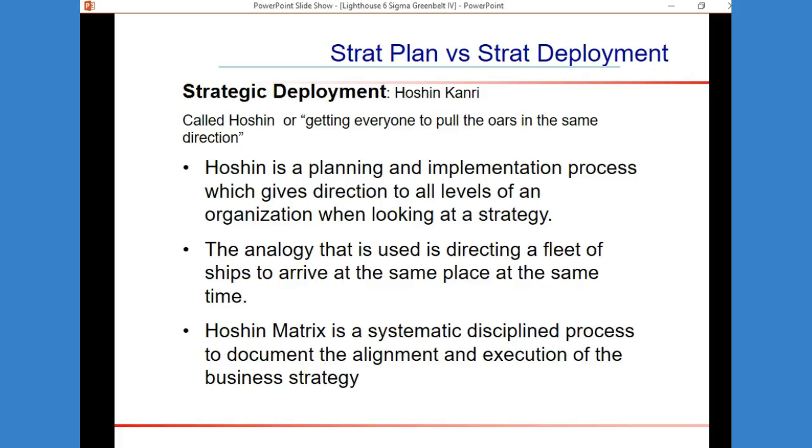So within Lean, the process is called Hoshin, or Hoshin Planning. And what that means, basically translated, is everyone's pulling the oars in the same direction. Hoshin means compass, and Kanri means same direction or working together. So what strategic planning does within Lean is a planning, but it's an implementation process which gives a direction to all levels of the organization.